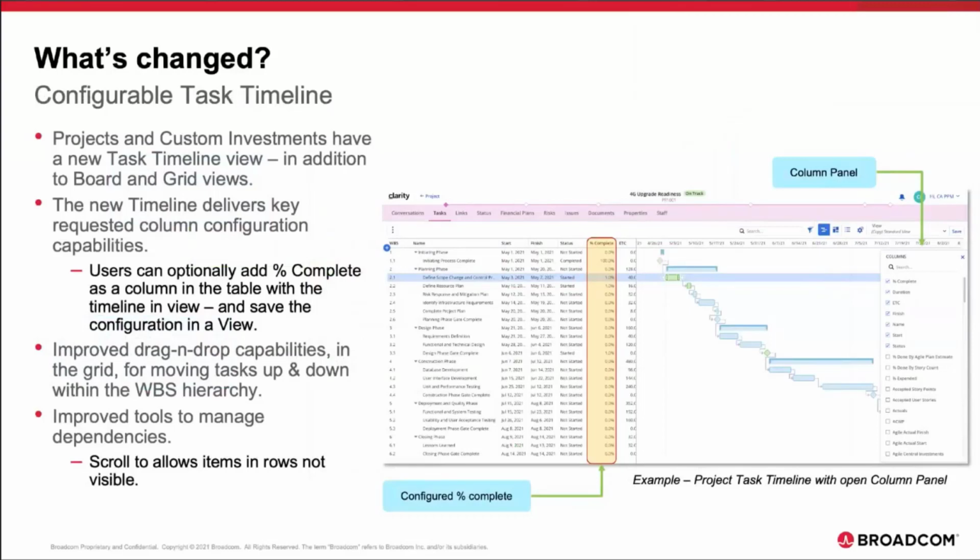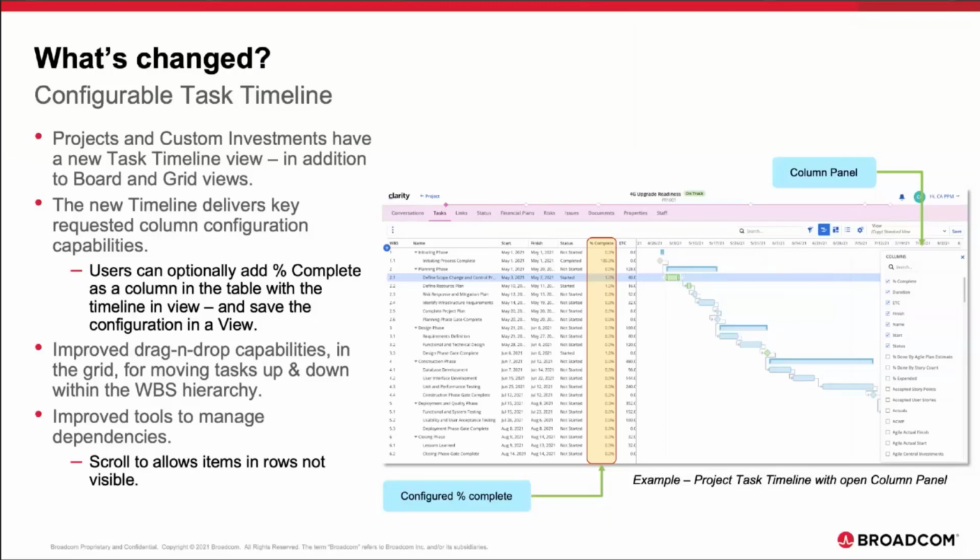For example, using the column panel, users can optionally add % complete or task owner as columns in the grid left of the timeline and save that configuration to a view. In addition to the column configuration, the timeline updates also include improved drag and drop in the grid for moving tasks up and down in the WBS hierarchy.